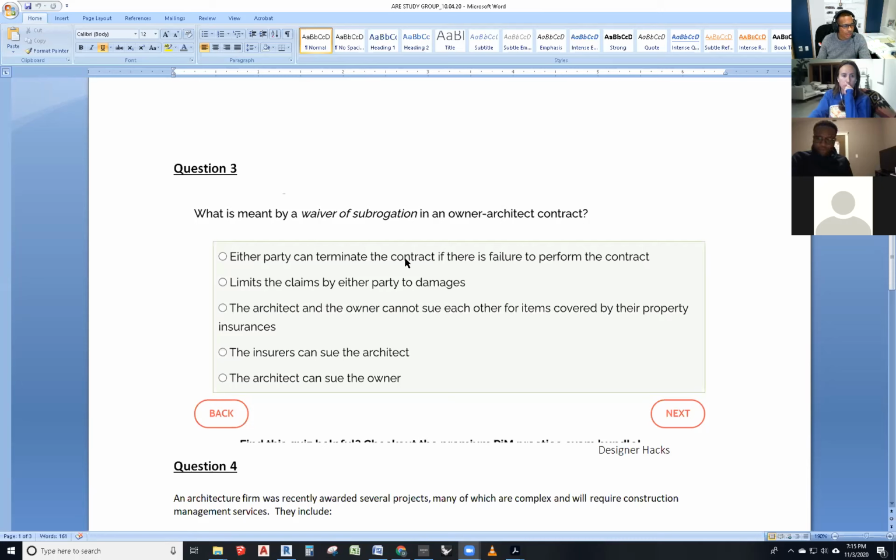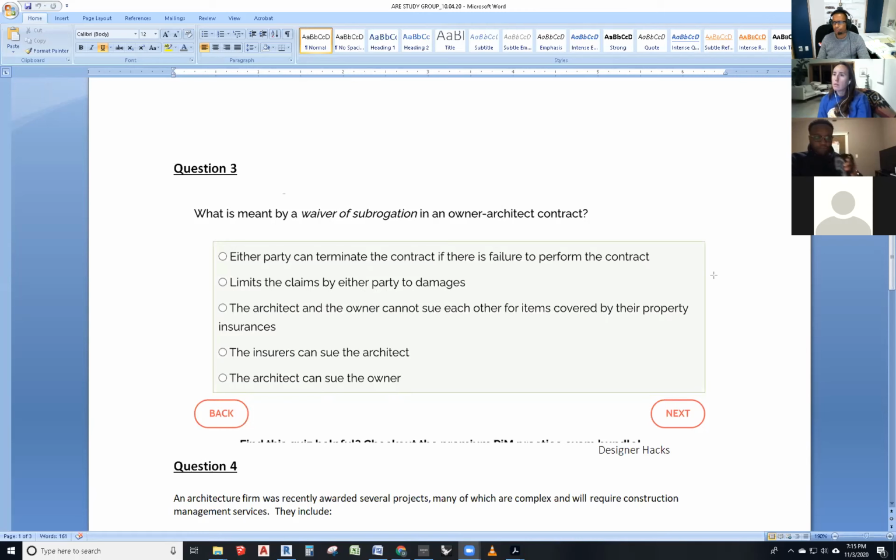Either party can terminate the contract if there is a failure to perform the contract, limits the claims by either party to damages. The architect and the owner cannot sue each other for items covered by the property insurances. The insurer can sue the architect, can sue the owner. So it's only one that we have to pick, right? Yes.